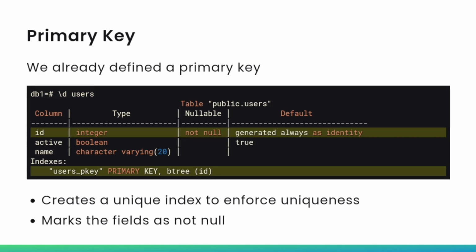So Postgres created an index to quickly make sure every time we insert a row that there is no other row with the same ID, okay? It also marked the column as not null. We did not explicitly say it's not null, but once we define the column as primary key, Postgres goes on and adds a not null constraint on the column.